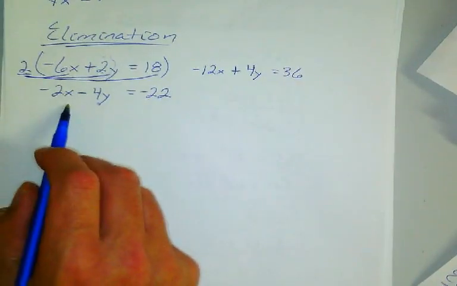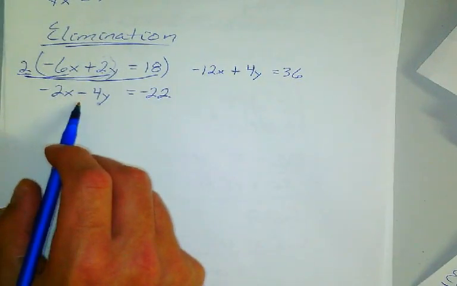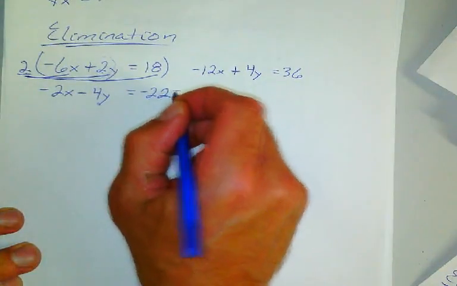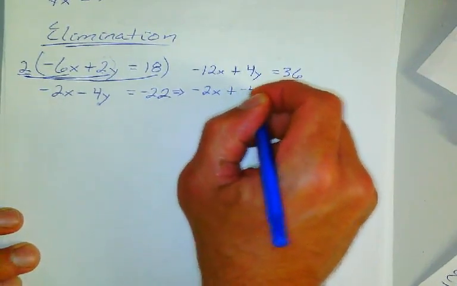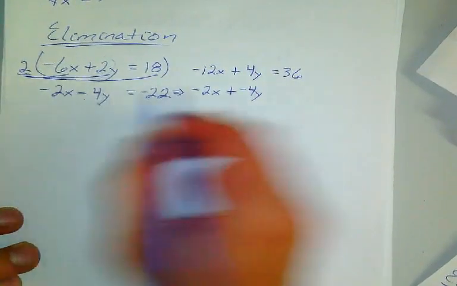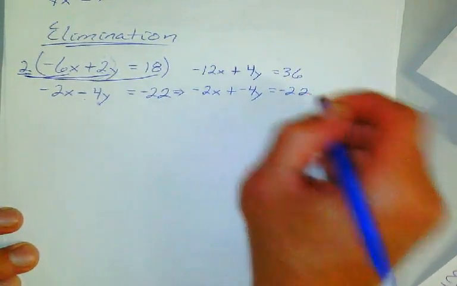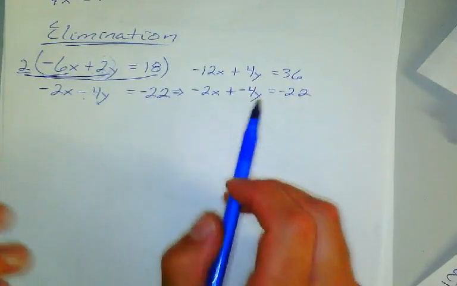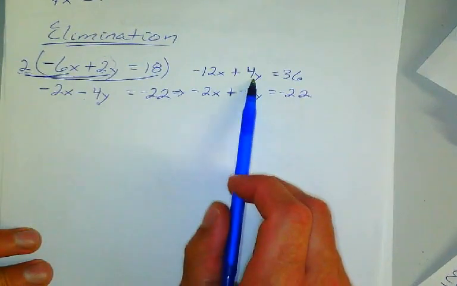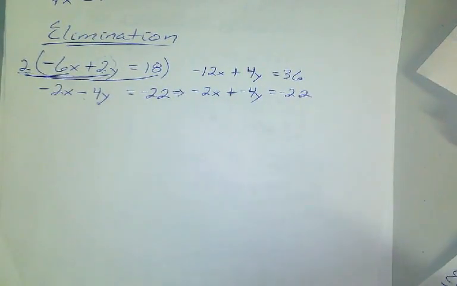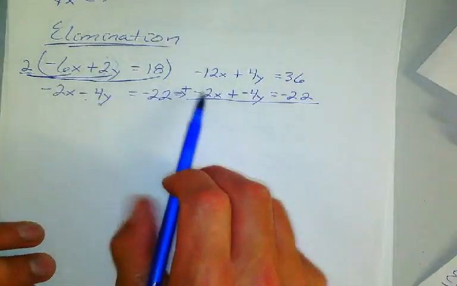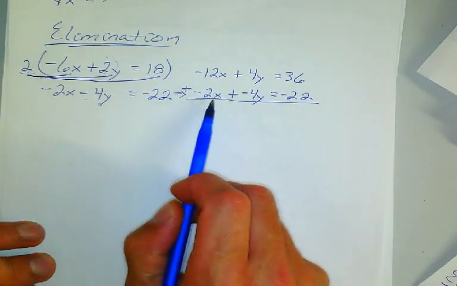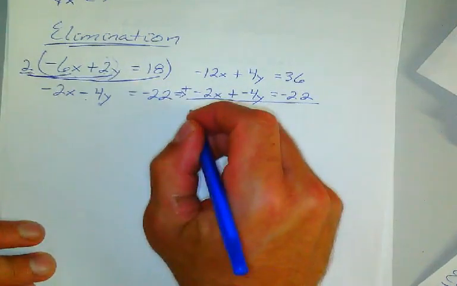Now that second equation I actually don't need to do anything to, because I'll have opposites already. So I'm just going to rewrite this one over here. So I have negative 2x plus negative 4y. I like to call my minuses plus negatives. Equals negative 22. Now I have opposites. If you look at our y terms, I've got 4y and negative 4y. They're opposites, which means they're going to cancel out when I add them together. So now I'm just going to add my two equations together. Negative 12x plus negative 2x gives me negative 14x.